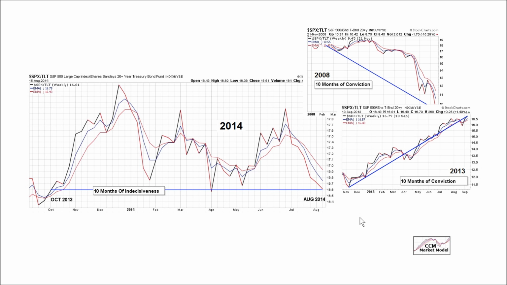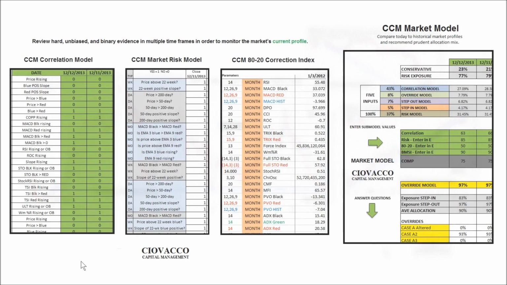For comparison purposes, this is what 10 months of bearish conviction looks like in 2008 in favor of treasuries. And this is what 10 months of bullish conviction looks like favoring stocks over bonds. The bad news is this is more difficult to manage through. The good news is the longer we consolidate, typically, once we break out, the bigger the move up or down that we typically get.